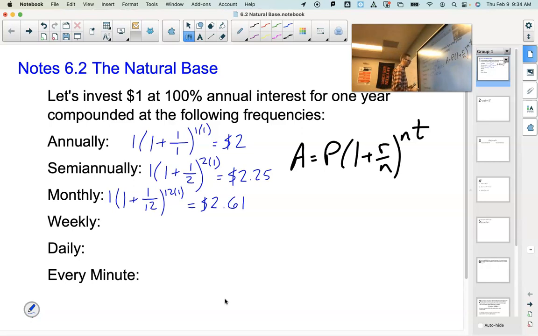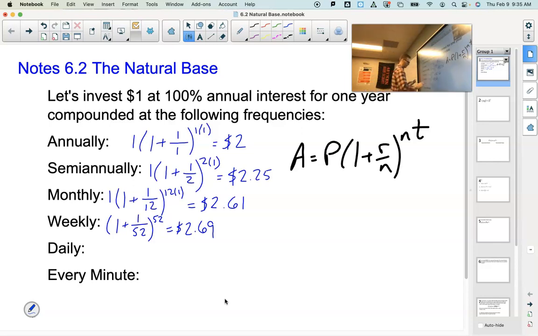All right, let's go to weekly. You guys okay if I stop writing that one out front? Because that's not really doing anything. So this would be 1 plus 1 over, there are 52 weeks in a year, so we're going to get that divided by 52 to the 52 times in 1 year. I'm going to stop writing that times 1 for the 1 year also. How much do we have with that? On my calculator, I have $2.69. Continuing to go up.